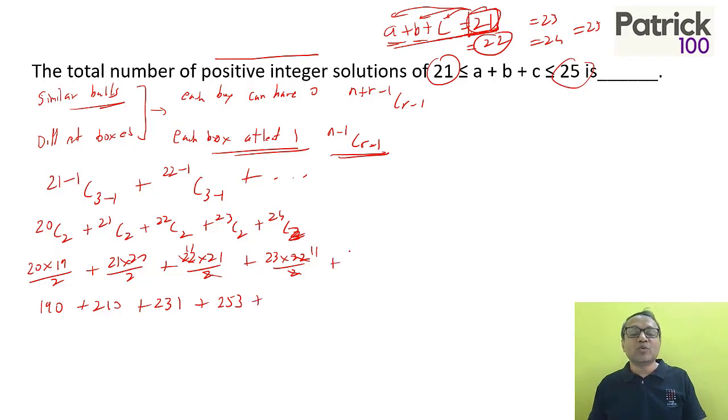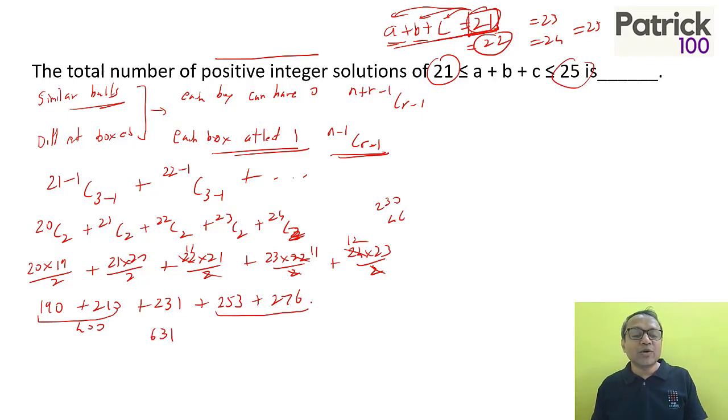And 24C2. 24 into 23 upon 2. 12, 23 10s are 230. 23 2s are 46. You get 276. This together is 400 if you look at. 400 plus 231 becomes 631. Plus 253 plus 276, if you look at 526, 529. Add it up. Okay, you get 1160. That will be the answer.